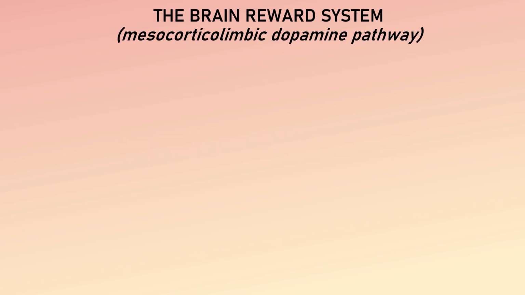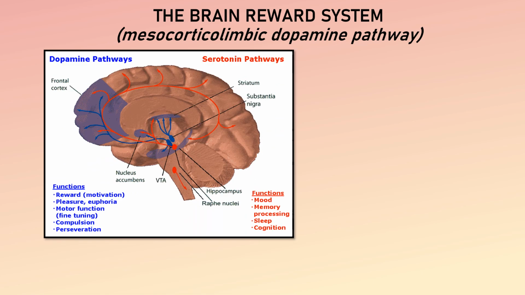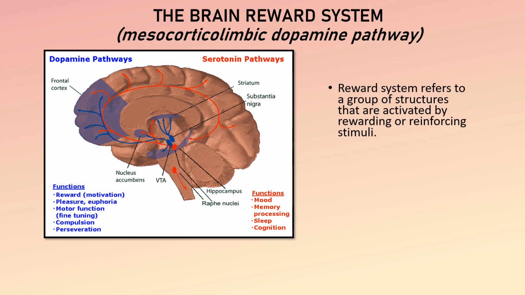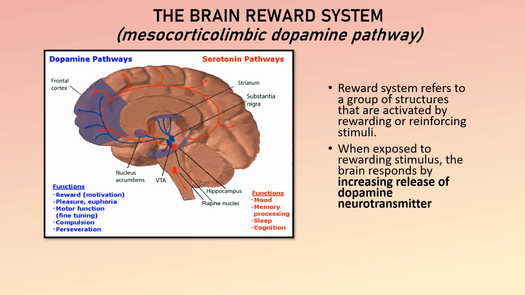Now let me introduce you to the brain reward system, or the mesocorticolimbic dopamine pathway. The reward system of the brain is a group of structures that are activated whenever we experience something rewarding, such as eating delicious food, having sex, or using an addictive drug. When exposed to a rewarding stimulus, the brain responds by releasing an increased amount of dopamine, the main neurotransmitter associated with rewards and pleasure. Dopamine is mostly produced in an area of the brain called the ventral tegmental area, the VTA, located within the midbrain. It is then projected to an area called the nucleus accumbens.